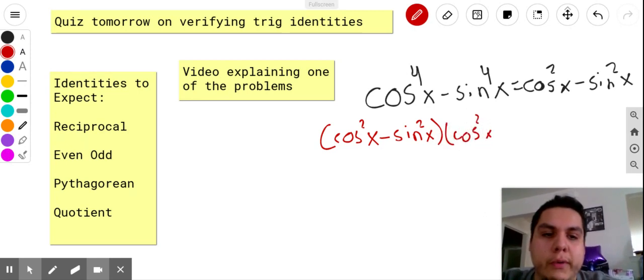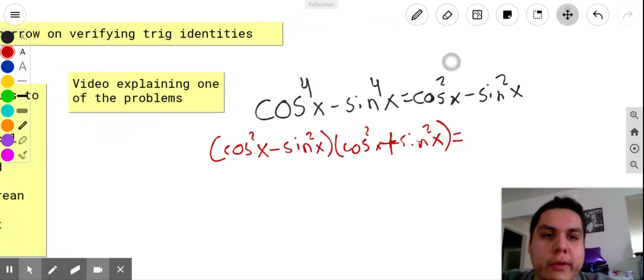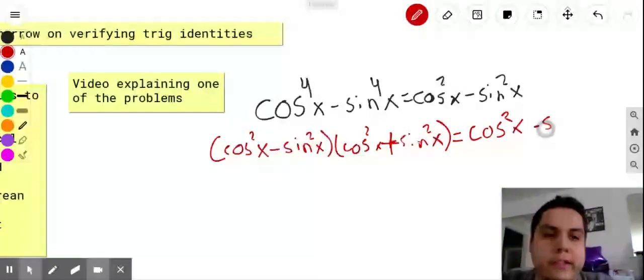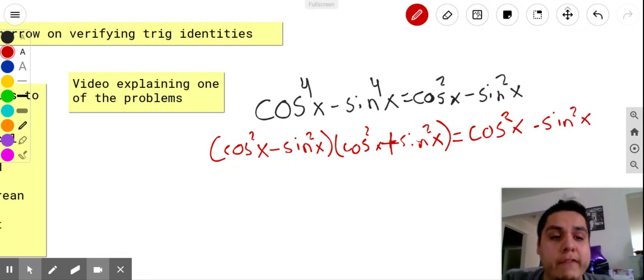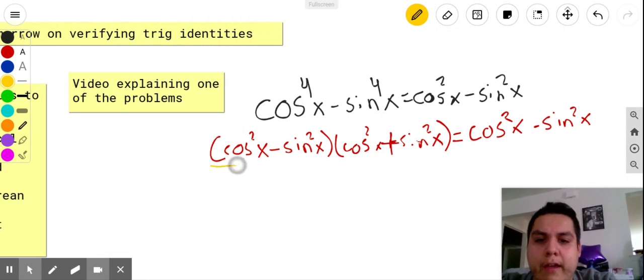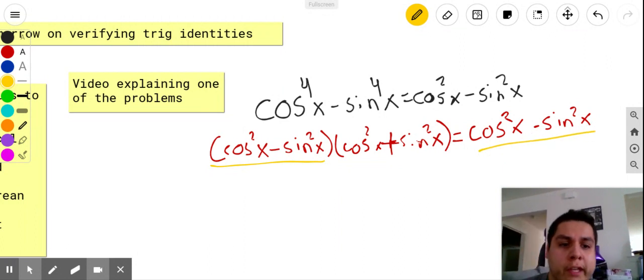All right, so the difference of squares pattern just means take the square root of each of the factors I have. And that should equal my right side of the equation, which is just cosine squared of x minus sine squared of x. Right? I haven't used any identities yet. All I've done is just rewrite. So I did that because now I can see that on both the left and the right side, I have a cosine squared of x minus a sine squared of x. So I feel like I'm on the right track.